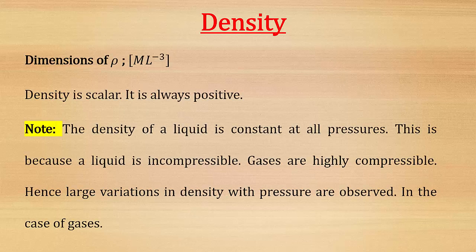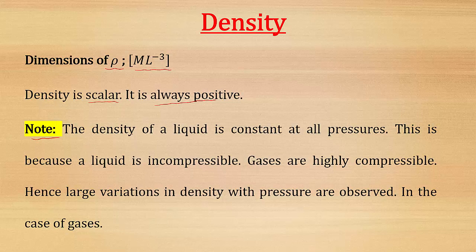Density is denoted by the symbol rho and its dimensional formula is M L raised to minus 3. Density is a scalar quantity because it has only magnitude and there is no particular direction, and it is always taken as positive. Density can never be negative. It is always positive because it is a certain mass with respect to volume.